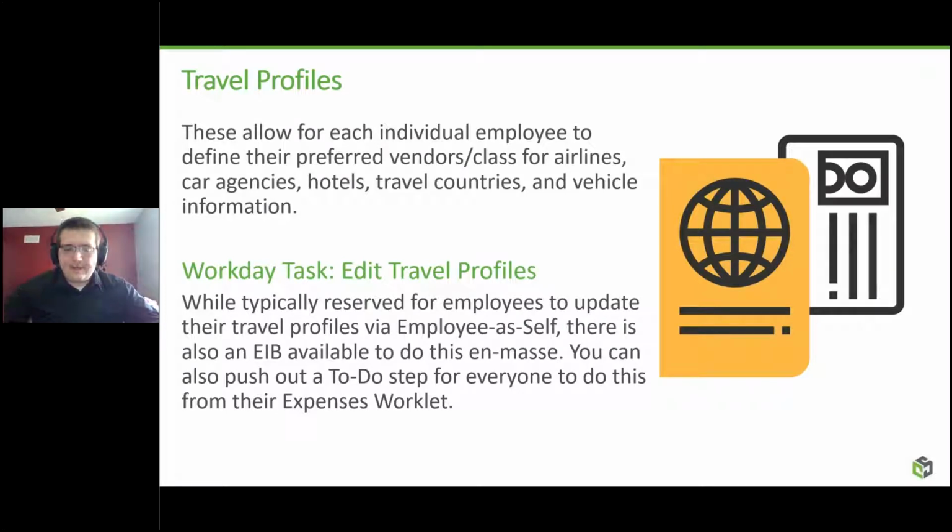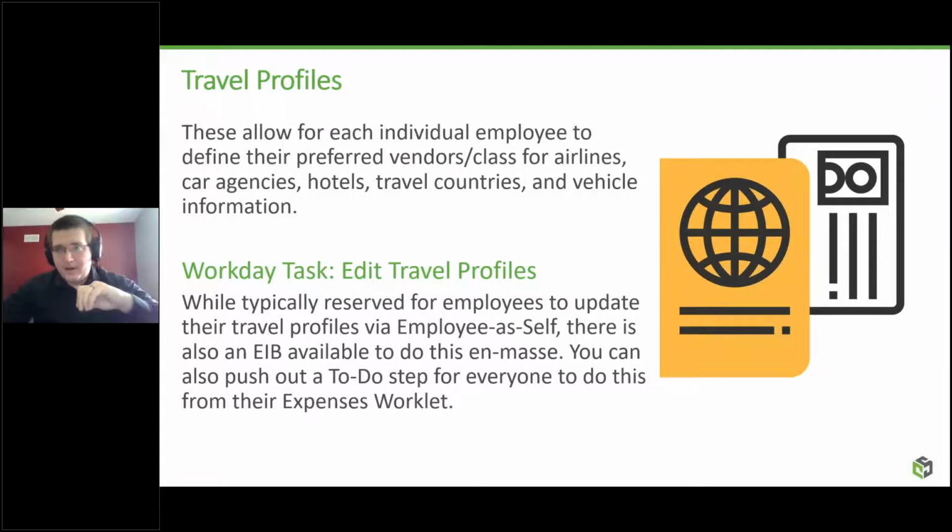So essentially what it does is it allows you to default in your preferred vendor for, say, an airline or a car agency or your travel country. And likewise, if you have a personal vehicle, or rather a company vehicle, it can actually default in that as a business asset. It's something that doesn't take a ton of time. Literally, you can fill out this particular task in 3 or 4 seconds.